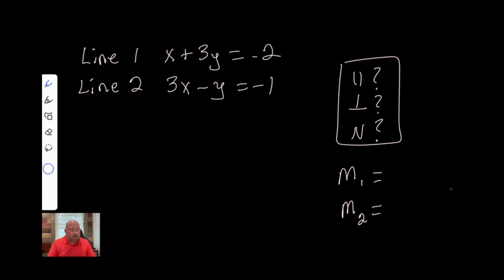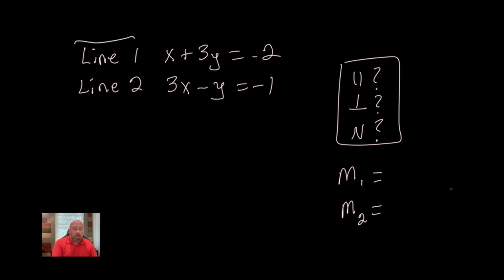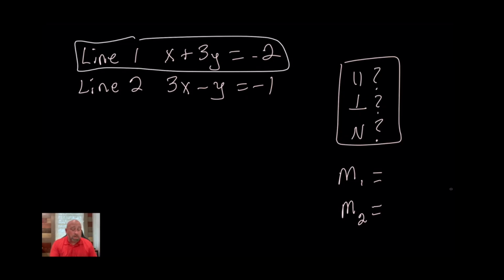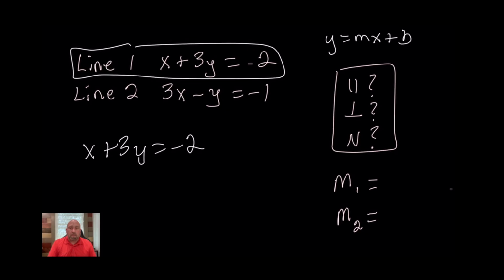Let's go ahead and change our color real quick so you can follow along. So here we go, line number 1. So what's the slope of line 1? Well, let's figure it out. We're not in slope-intercept form, so we need to do that. So x plus 3y equals negative 2. What's our slope-intercept form? Y equals mx plus b. That's what we're going for. Y equals mx plus b. Okay, so we want to get this into that format. How do we do that?